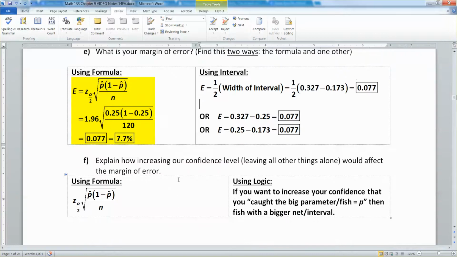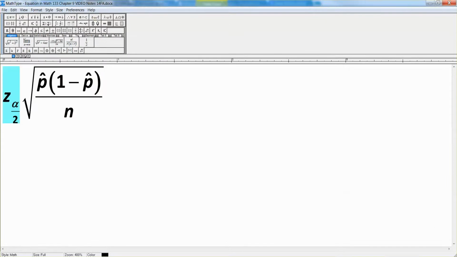All right, now let's talk about our confidence level. So if we increase our confidence level, leaving all other things alone, in other words, keep the scoop of 120, keep the 30 red beans, all of that stuff, what effect would increasing our confidence level have on our margin of error? So if you look at your formula, if you increase your confidence level, it's going to affect your z-score. It's not going to affect your p or your n because you're leaving the scoop, i.e. the n, alone, and the number of red beans, which is the p hat portion, alone.